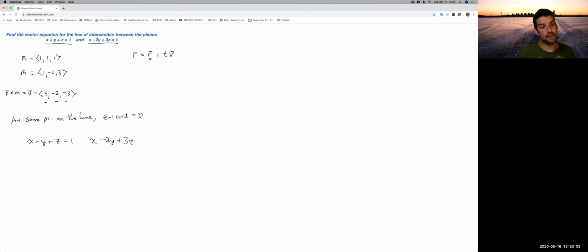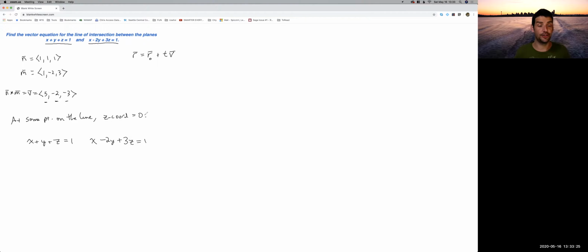Right? And maybe you could guess and check a point, because these are relatively simple. But if these were things like 2.795, it would be a lot harder to guess and check if they all had weird coefficients. So let's pretend we're not guessing and checking and come up with a strategy.